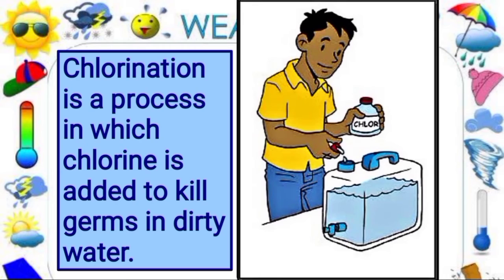Chlorination is one of the methods of purifying water. It is a process in which chlorine is added to kill germs in dirty water. Chlorine is a gas that kills germs. And these days chlorine tablets are easily available so that we can purify our water.